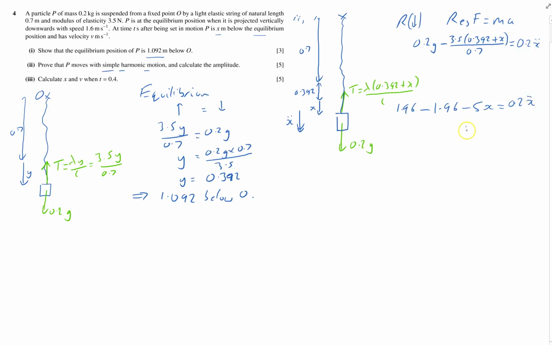And so therefore x double dot equals, times both sides by 5, minus 25x, and therefore that's n squared. Therefore n equals 5, and we have simple harmonic motion with period 2 pi over n, which is 5.